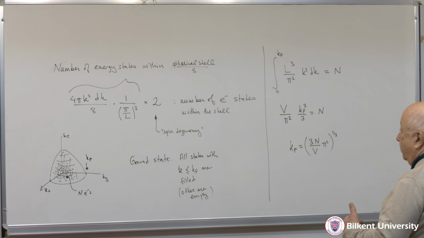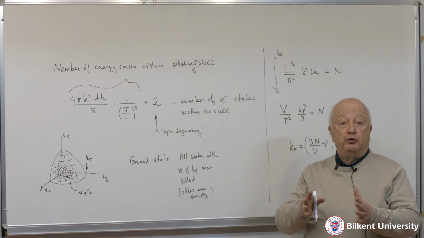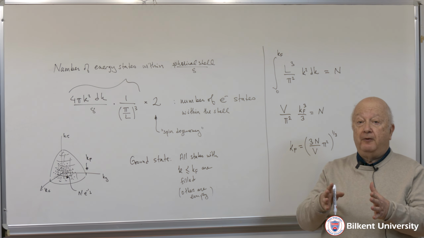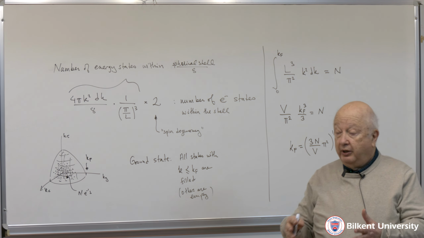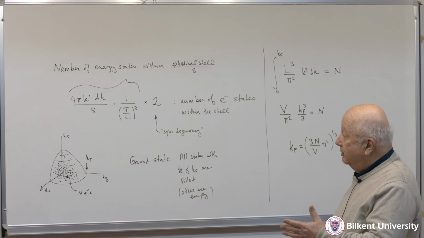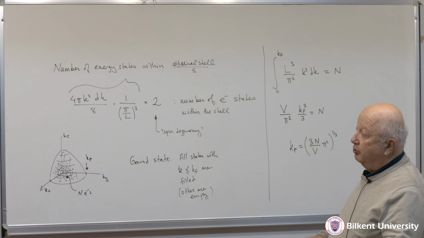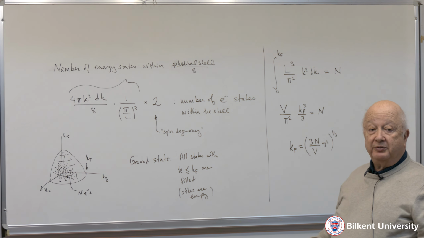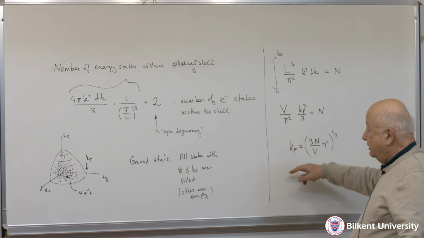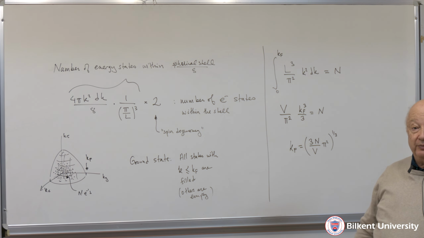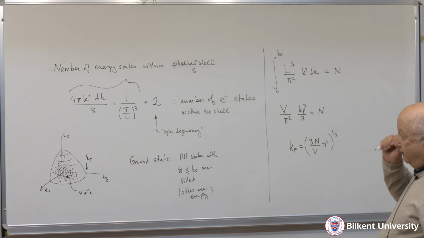So if you have even a macroscopic object, and you have approximately 1 electron per atom inside this object, atoms are spaced approximately few angstroms apart. So that means this kF is of the order of 1 over angstroms. So that gives you an idea about what the scale of kF is.